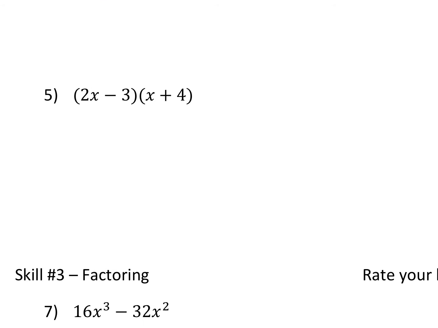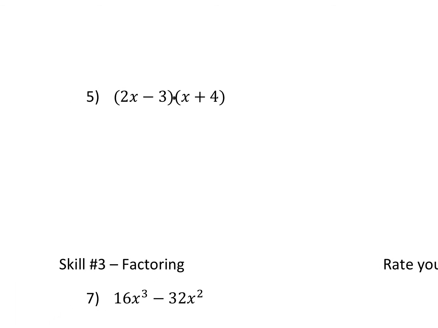In number 5, notice there's no operation in between these parentheses. So that means we're doing multiplication. And so we can do this multiplication two ways. One way I can do it is by distributing. So the first thing I'm going to do is take this 2x and multiply it by both things in my second parenthesis. So 2x times x, remember this is 2x to the 1 times x to the 1.